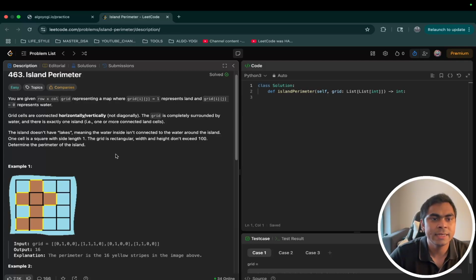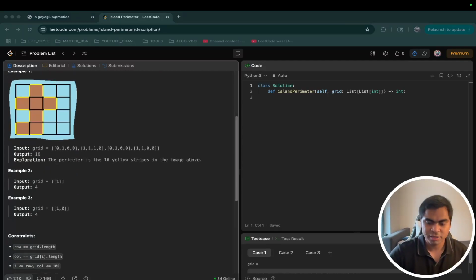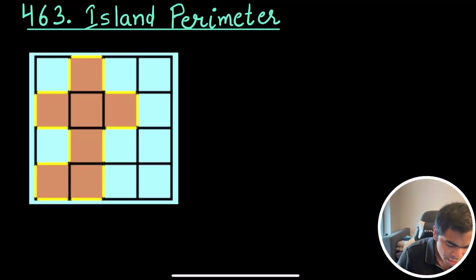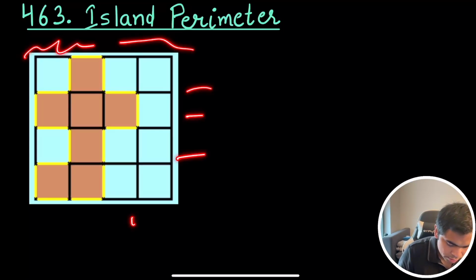Now one cell is a square with side length 1. The grid is rectangular. Width and height don't exceed 100. Determine the perimeter of the island. All right, so straightforward, very simple. Here is your island surrounded by water. So they're saying there will be just one island here, and now we need to find the perimeter of this island. So the rest of everything around this is just water.